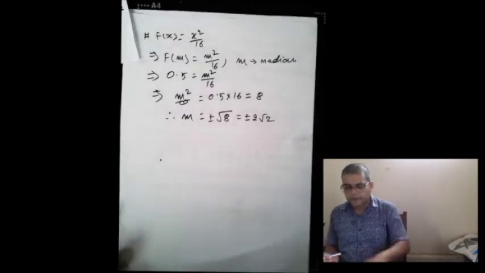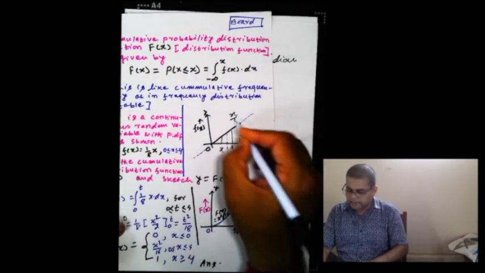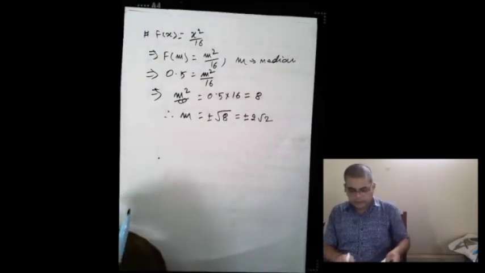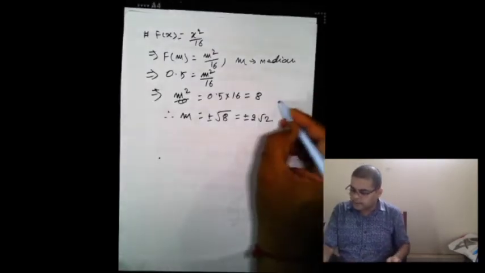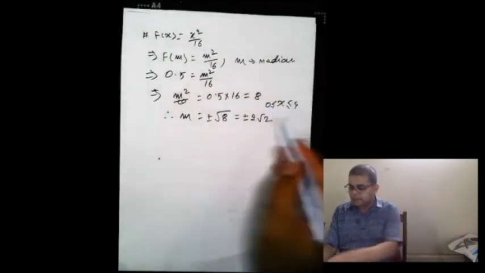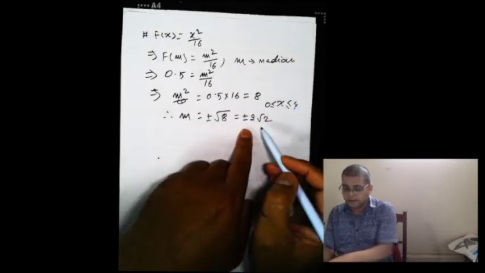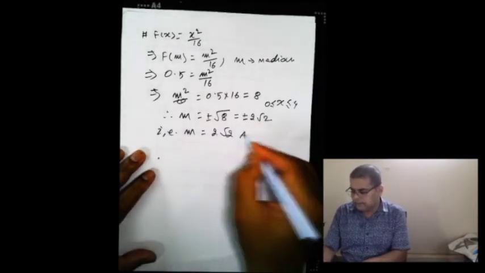But what happens here, if you have a look at this curve for x by 8, you can see that all the values are positive. That means the range of values for x is less than or equal to 4 and greater than or equal to 0. That means the median must lie between 0 and 4 only. So the median cannot be negative in this case. So your median value is positive 2 root 2, and this is the answer.